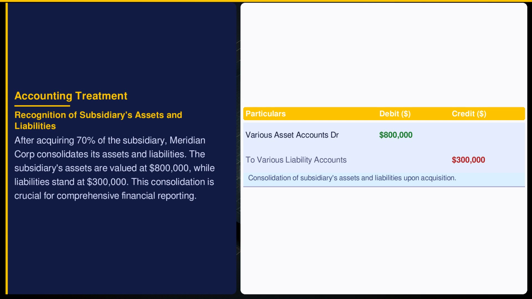Indian Accounting Standard 110 mandates the consolidation of a subsidiary's assets and liabilities. Meridian Corporation recognized $800,000 in assets and $300,000 in liabilities. This consolidation ensures accurate representation of financial health, giving stakeholders a clear view of total resources and obligations. By integrating these figures, Meridian enhances transparency and accountability.